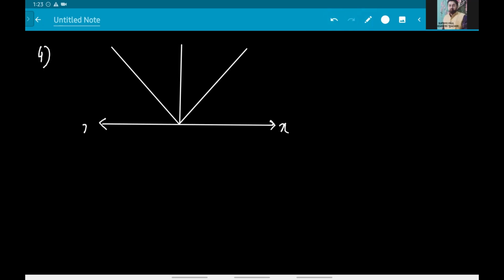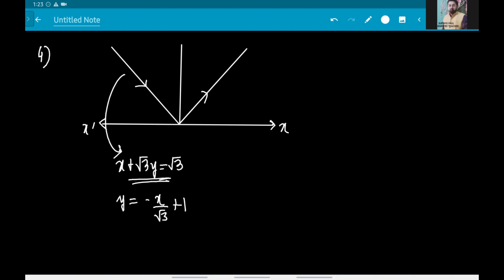So this is x and this is x prime. Okay, so this is the incident ray and this is the reflected ray. Now the equation of the incident ray is given, that is x plus root 3y equal to root 3. This is given. Now from this equation, if we want to find the slope of this line, then y equals minus x by root 3 plus 1. That means the slope of the incident ray is given as minus 1 by root 3.